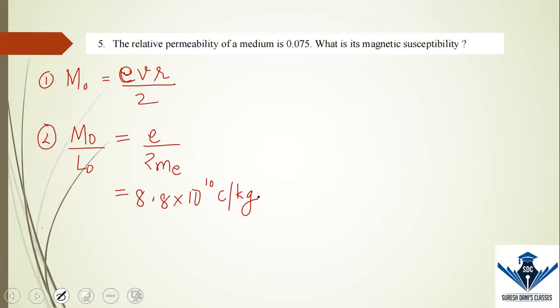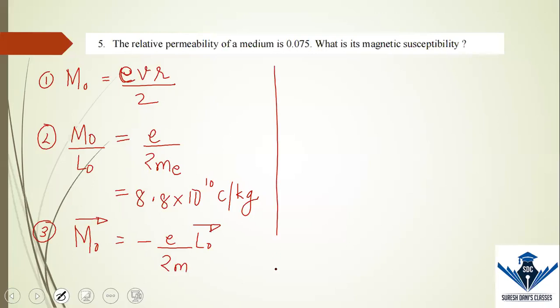Right? The third formula. Can I write the gyromagnetic ratio? I'm just writing vectorially. Is actually minus e upon 2m into L naught. Do you agree? This is the vectorial form of the gyromagnetic or the magnetic moment. And after this, formula number 4, if I want to visit, is magnetization. Magnetization is nothing but net magnetic moment upon volume, right? Net magnetic moment upon volume.